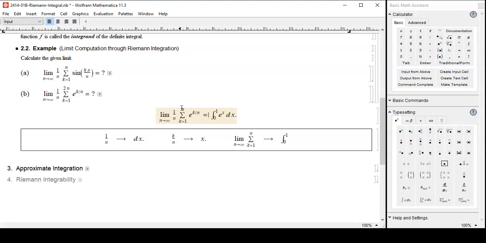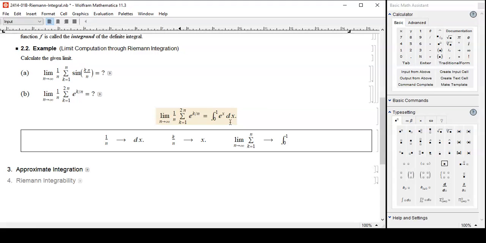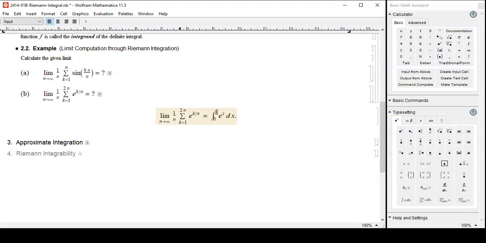But no, not this time. This is now 2n. So I have to make an appropriate change here. How do I do that? That's my final question. Think about that. In the end, you're going to get 2. Why? Think about that. The answer is hidden here. If this is, say, 5n, this is going from 0 to 5. Think about why.